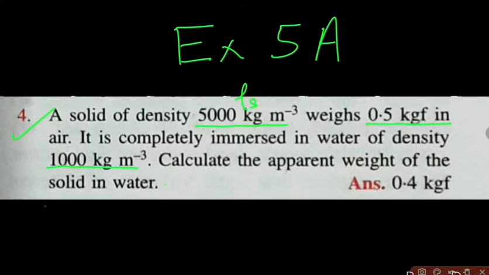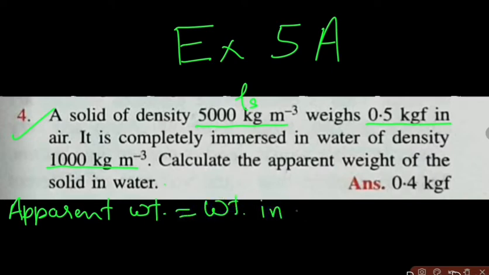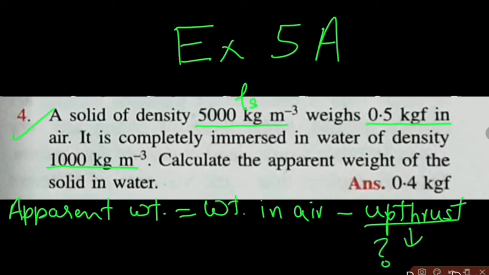Okay, so as you all know, apparent weight should be equal to weight in air, which is given to us, minus upthrust. So upthrust is question mark. So we are supposed to find the upthrust. Let us go to its solution.